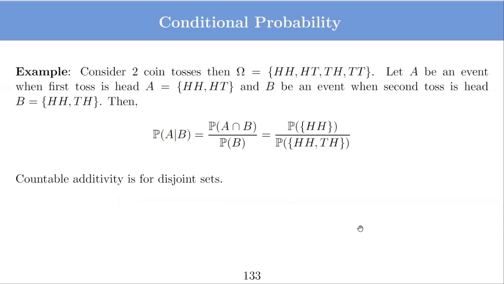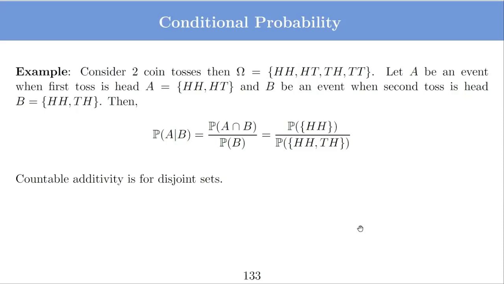Okay, so you can intuitively think when the second toss is heads, this will represent B, and there are two outcomes in this, and all of the outcomes are equally likely. So there are two outcomes which support that the second coin toss is a head.